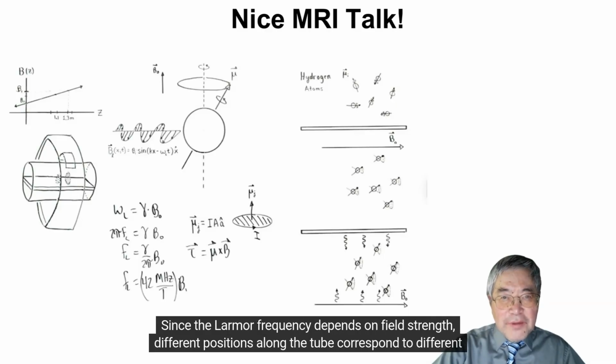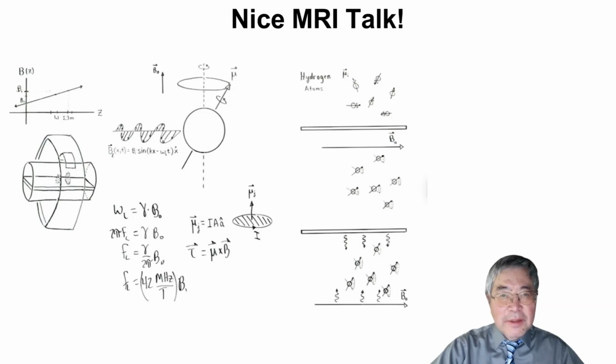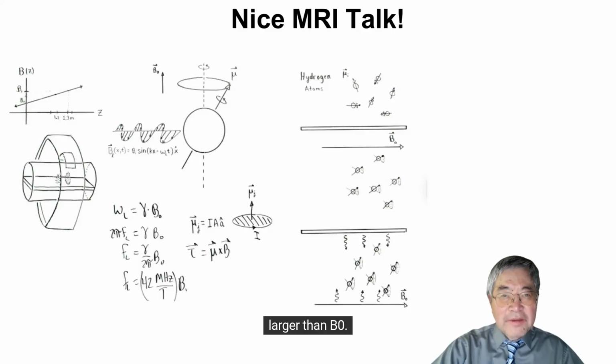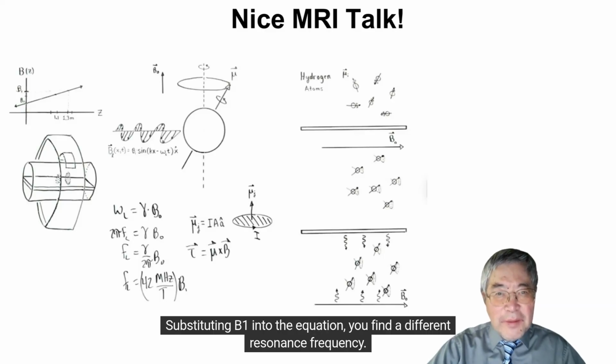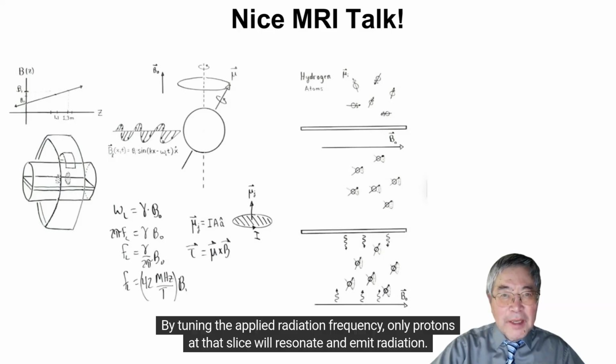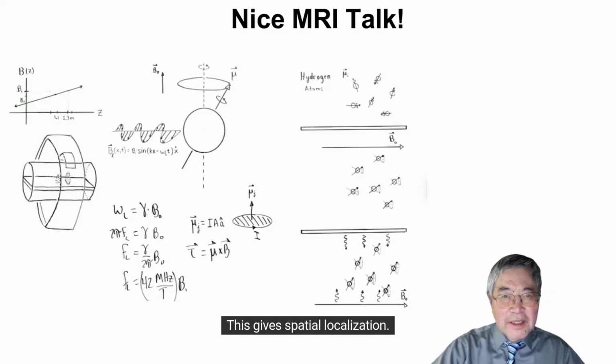Since the Larmor frequency depends on field strength, different positions along the tube correspond to different precession frequencies. For example, at a position 1.3 meters down the tube, the magnetic field might be B1, slightly larger than B0. Substituting B1 into the equation, you find a different resonance frequency. By tuning the applied radiation frequency, only protons at that slice will resonate and emit radiation. This gives spatial localization.